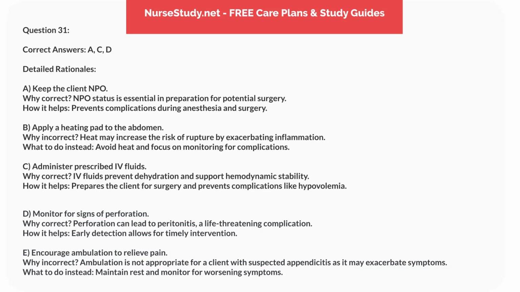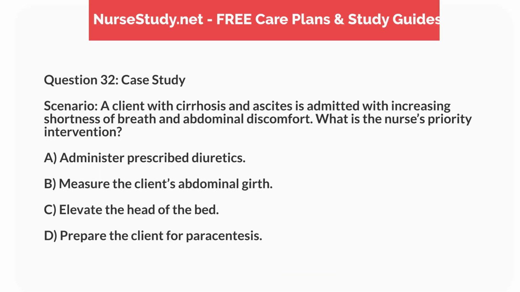E. Encourage ambulation to relieve pain. Why incorrect? Ambulation is not appropriate for a client with suspected appendicitis as it may exacerbate symptoms. What to do instead: maintain rest and monitor for worsening symptoms. Question 32, Case Study. Scenario: a client with cirrhosis and ascites is admitted with increasing shortness of breath and abdominal discomfort. What is the nurse's priority intervention?